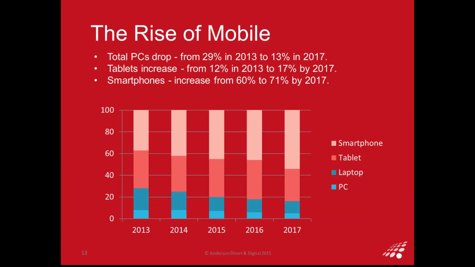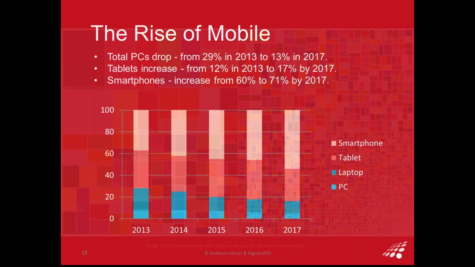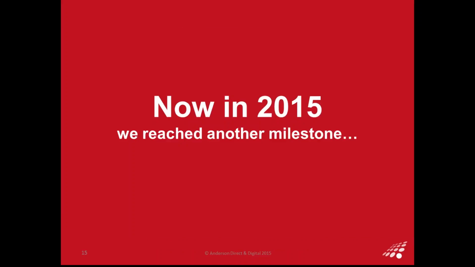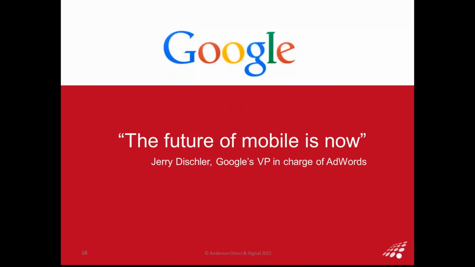Here's a chart that shows the market share of smartphones, tablets, laptops, and PCs from 2013 to the guesstimated 2017, and it's pretty clear that phones aren't going anywhere, and there's a number of them that are taking over. We love this image that was posted on Everspaces, a really cool mosaic illustration of all the different screen sizes in 2014. Quite a few there.